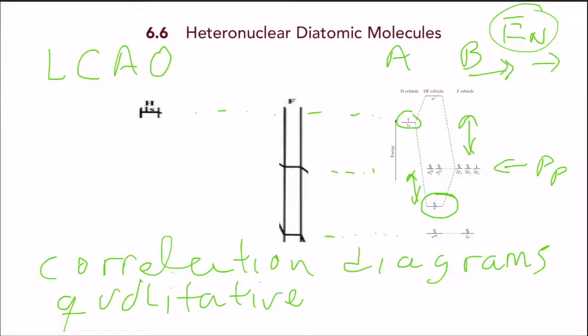If we want to be more quantitative, then what we do is we use a computer that has the ability to calculate hundreds and thousands of these diagrams, and then combine hundreds and thousands of atomic orbitals in order to improve the energetics.